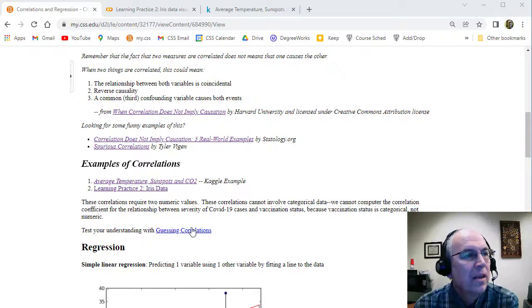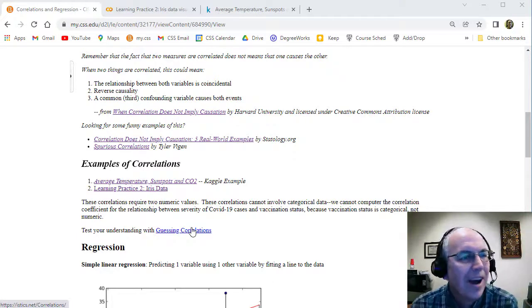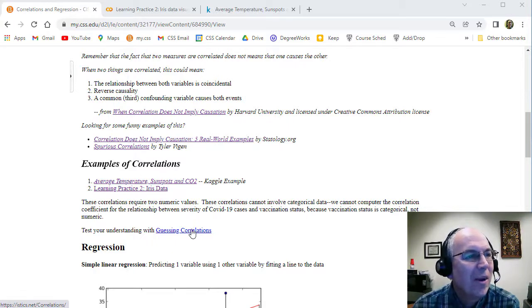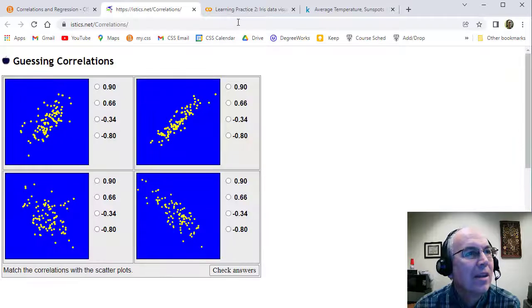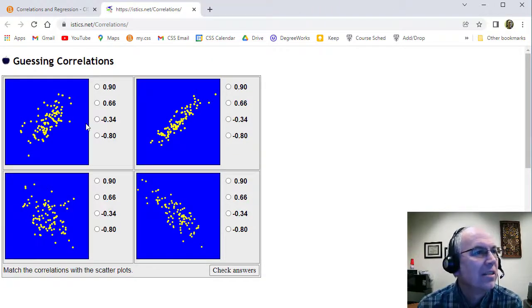So that's a kind of overview of correlations. If you think you know it pretty well, you might want to try this correlation guessing example. This is a little challenge here. They have 4 different correlation or scatter plots and 4 different numbers, and your job is to identify which of the correlations is a plus 0.9.